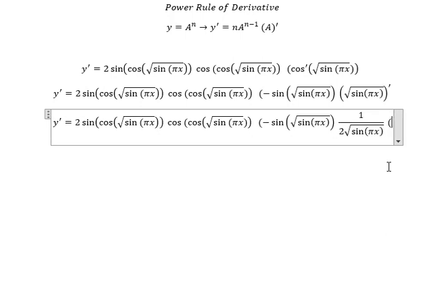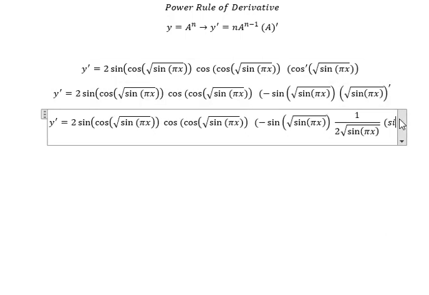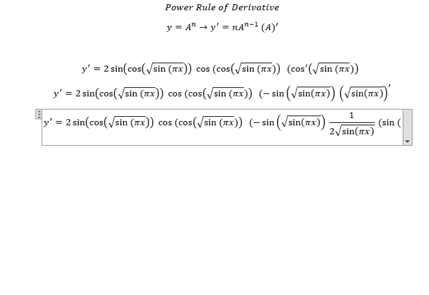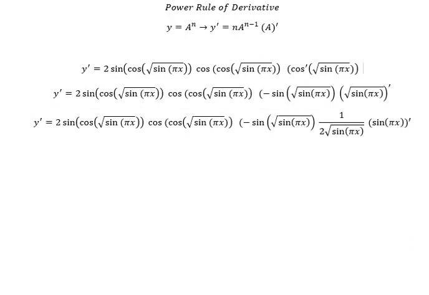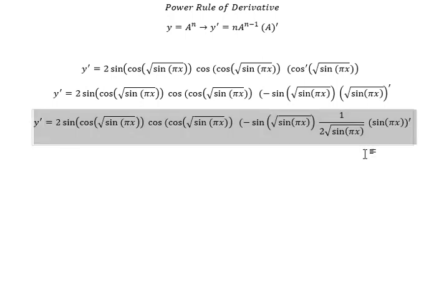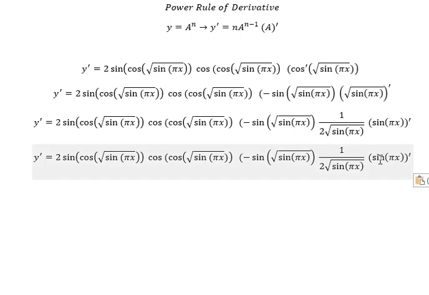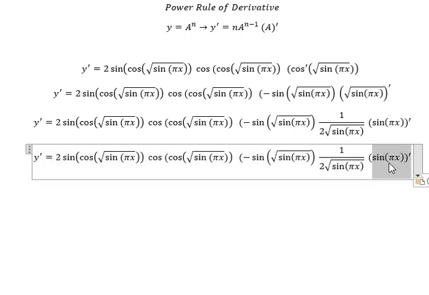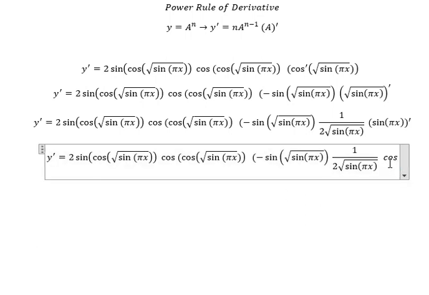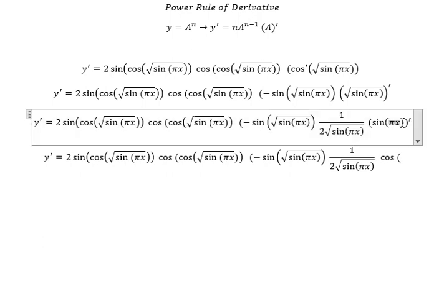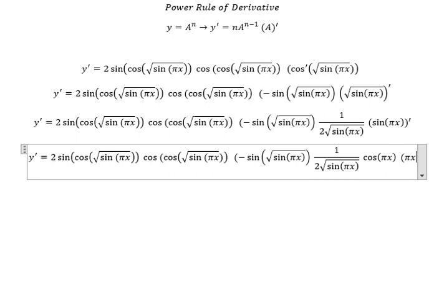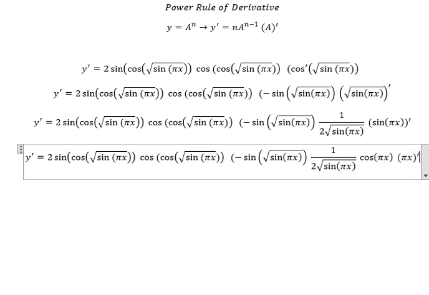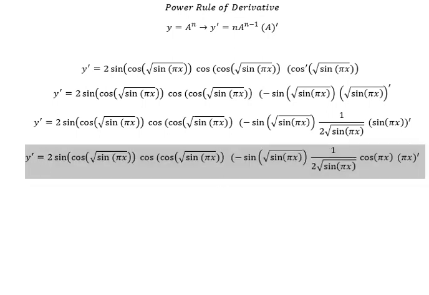Later, we do the first derivative of sine bx. Next, the first derivative of sine, we have cosine bx. Next, we do the first derivative of bx. You get b.